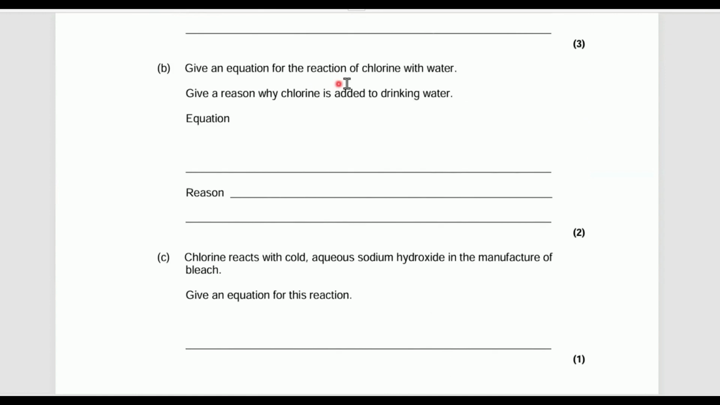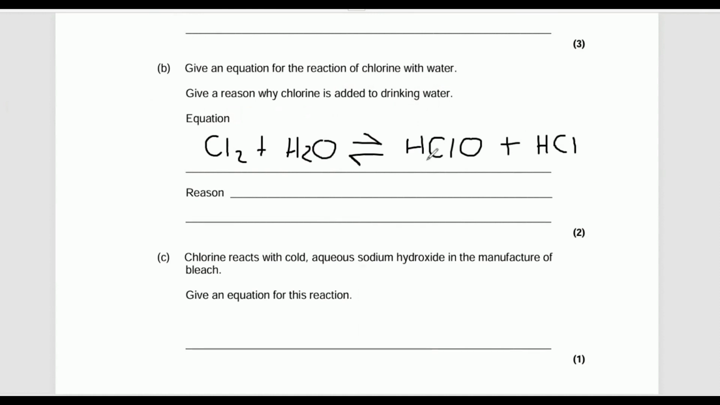Give an equation for the reaction of chlorine with water. Give a reason why chlorine is added to drinking water. So chlorine plus H2O. And there's a couple of different ways of writing this. It's a reversible reaction, and that is going to form hydrogen chlorate, which has bleach-like properties, and hydrogen chloride. Now, is that balanced?